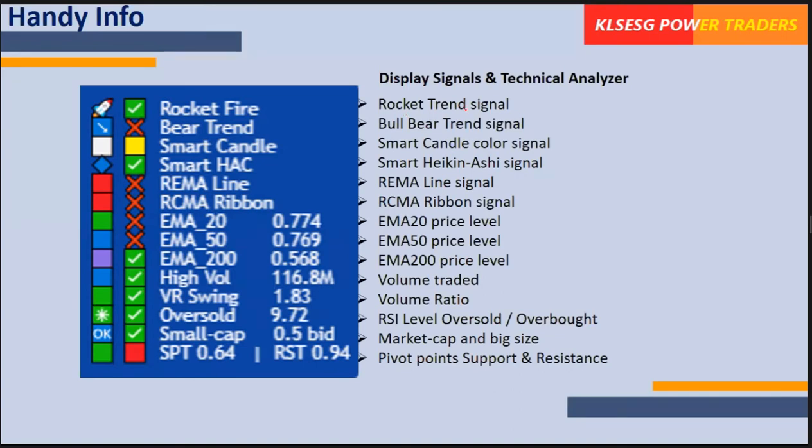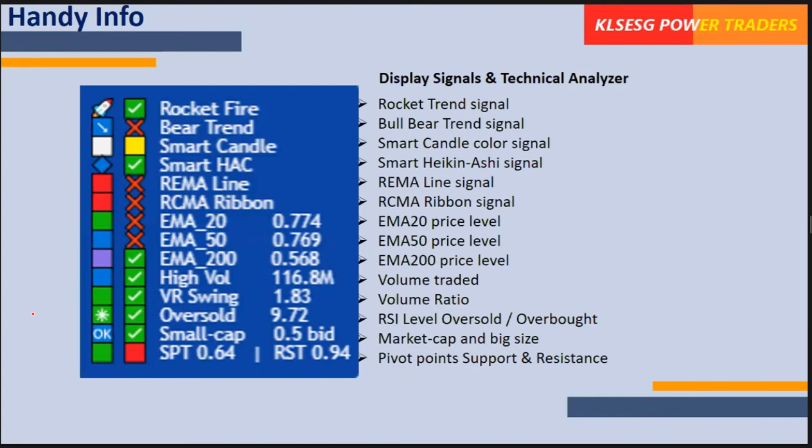So you can see the rocket signal, bull bear signal, the smart color signal, Heikin Ashi, all these are here. You can see from this handy info. The REMA, RCMA line, the EMA line also can be seen. Everything can be seen. Volume traded, volume ratio, VR swing 1.83 also can be seen. If the stock is oversold, oversold 9.72 is good, because if oversold, then people will start to buy. Then there's a high chance it will rebound.